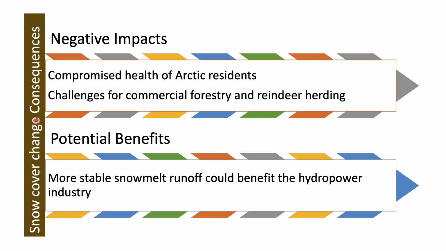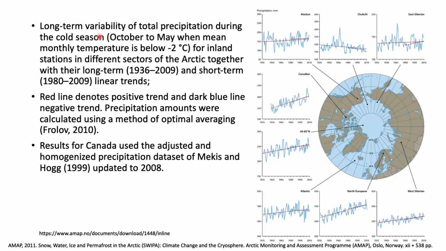But the negative effect is change of vegetation, which leads to change of reindeer herding, which leads to difficulty for the local population. And some of the negative impacts also include compromised health of Arctic residents and challenges for commercial forestry and reindeer herding. So these are some of the negative impacts, and the potential benefit, as we say, is that more runoff leads to the hydropower industry.